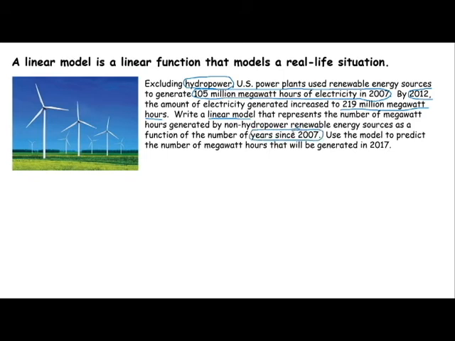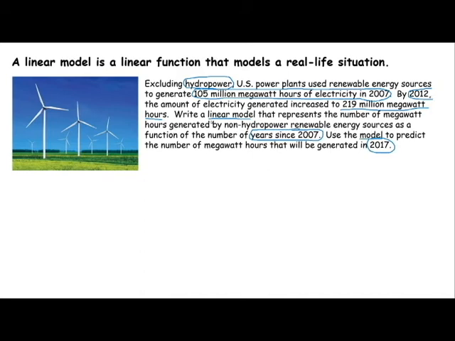I want to talk about that phrase as well. And then once we've created that model, we're going to use that model to predict the number of megawatt hours that will be generated in 2017. Now, there's a lot of words in here, and a lot of times students get overwhelmed with the number of words that they see. So it's important for us to realize there's really only a couple pieces of information or data. We're told that there were 105 million megawatt hours of electricity in 2007. And we're told there are 219 million megawatt hours of electricity generated in 2012. Those are going to be my two data points.